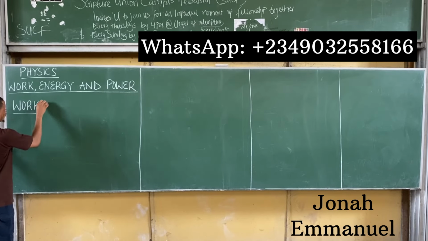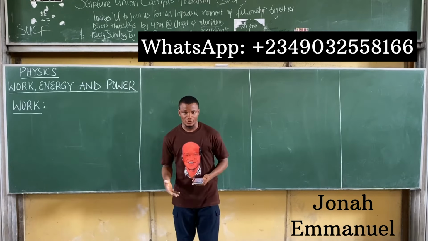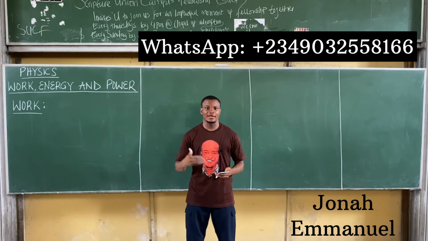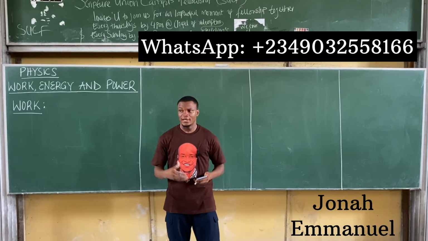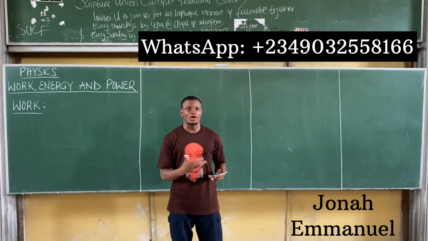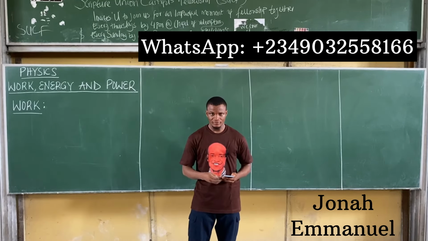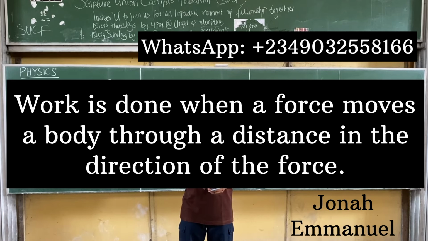All right, let's start with work. Work is also called work done. So you can either say it's work or work done. Saying work or work done is literally the same thing. Now, when do we say work is being done in science? By definition, in science, work is being done when a force moves a body through a distance in the direction of that force. All right, so that's how we define work done in science.